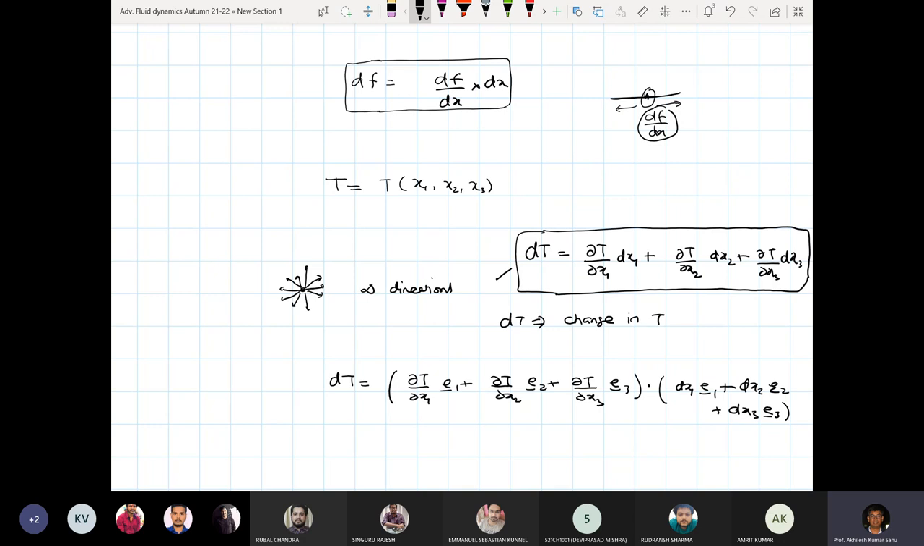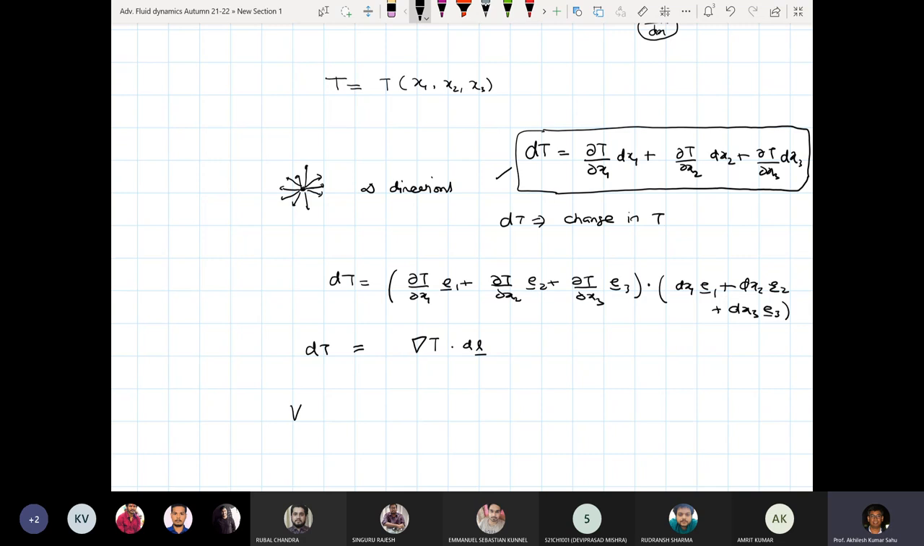Okay. So this is equal to this. I can write it in symbolic form like this: dT = ∇T · dl. So this is called del, not delta, or sometimes it's called nabla. Some books say nabla, but normally we use the word del. Okay, so del, from this, I can write like this.